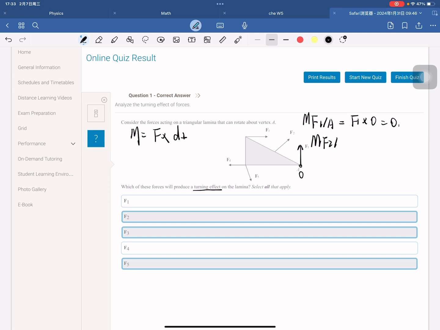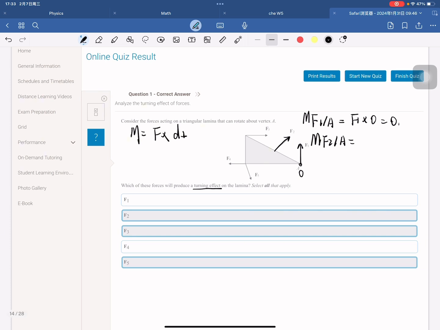Moment for F2 on A. F2 is here. So we extend F2 and draw a perpendicular from A. This is the perpendicular distance. So it's equal to F2 times the perpendicular distance. The perpendicular distance is not equal to 0 for F2, so here's our value. It will cause a turning effect.